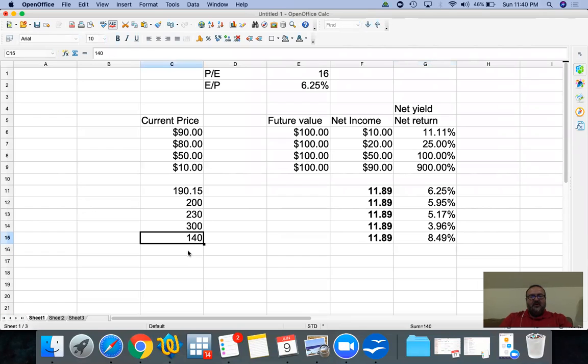So we'll talk about what determines those expectations, or how the price is determined based on the expectations of the market, in the second part of this lecture.